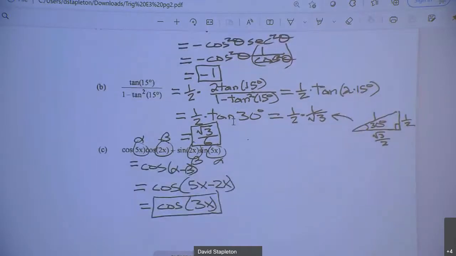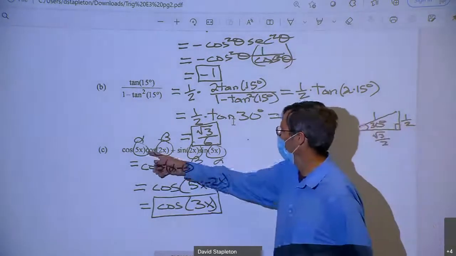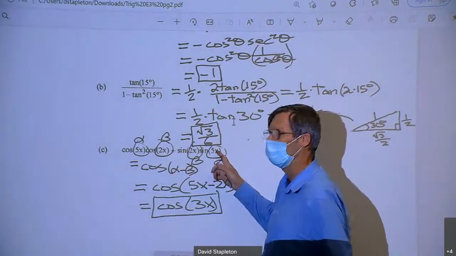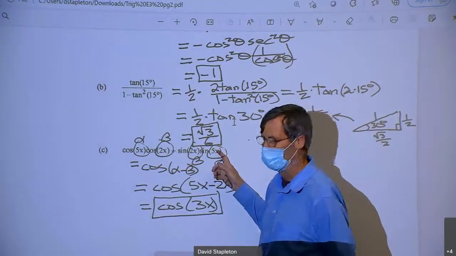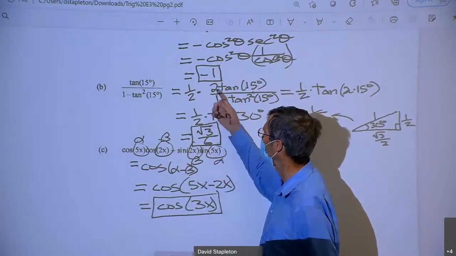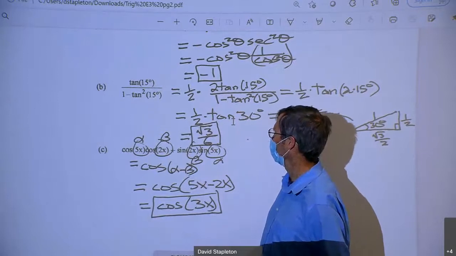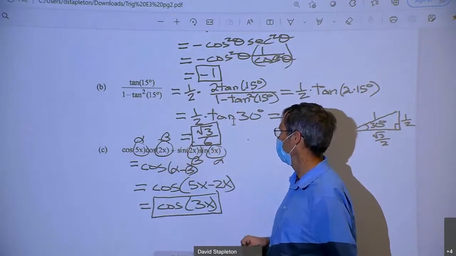Finally, on this page, once again, what does that look like? See on 50, all your identities: cosine, cosine, plus sine, sine. That looks like a sum identity, right? We did half angle and double angle identities here. Let's do a sum of the angles.